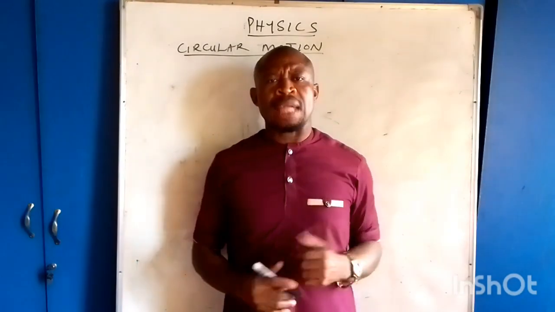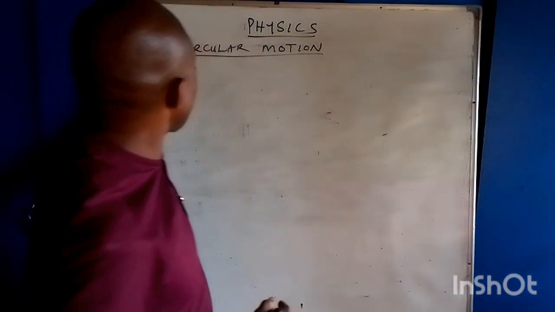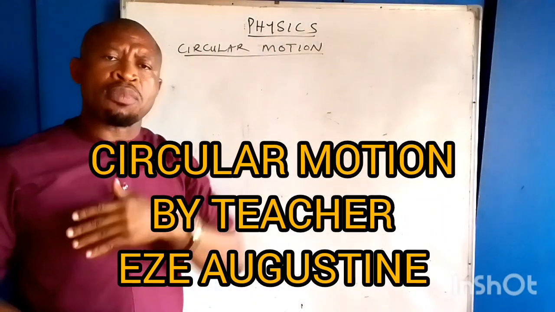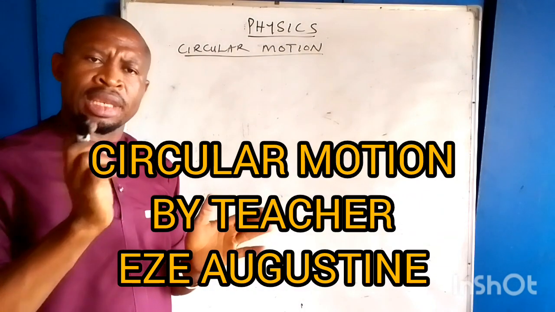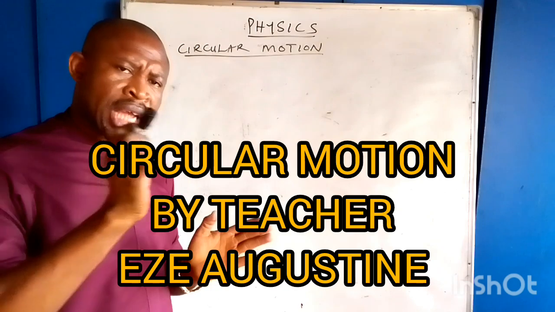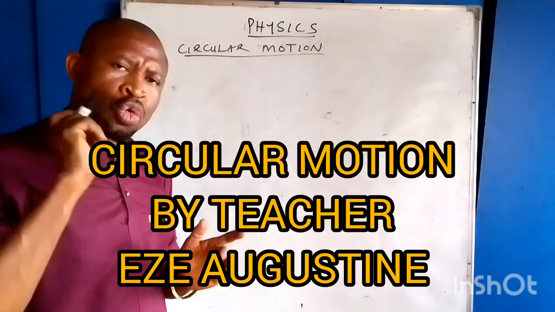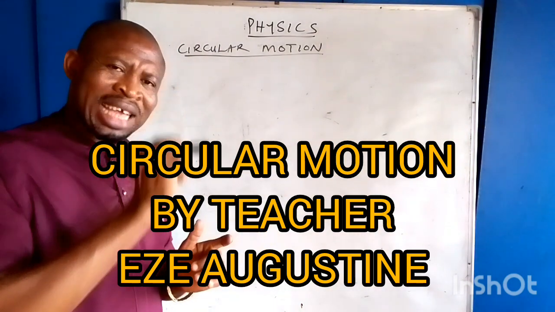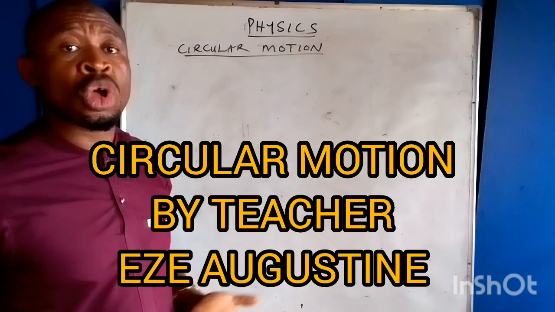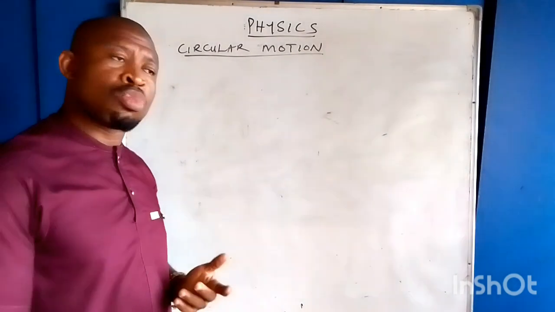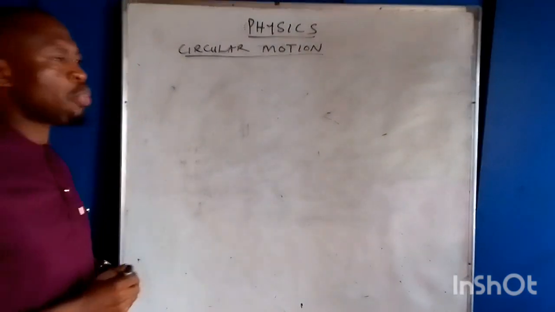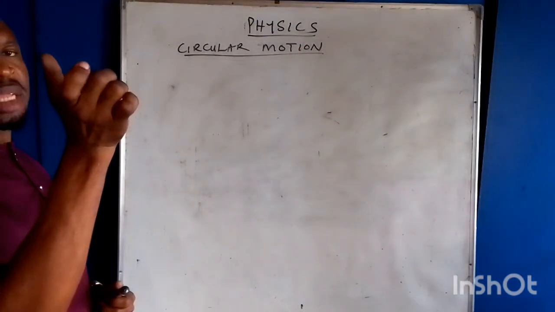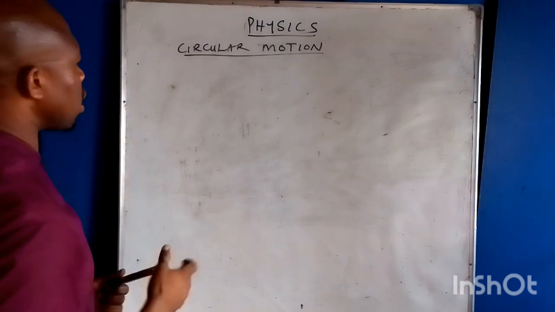I want us to look at the concept of circular motion. By circular motion, we mean those objects, those bodies whose motion is in a circular path, or who undergo circular motion, or who move around a circle. For example, the motion of the blades of a fan.